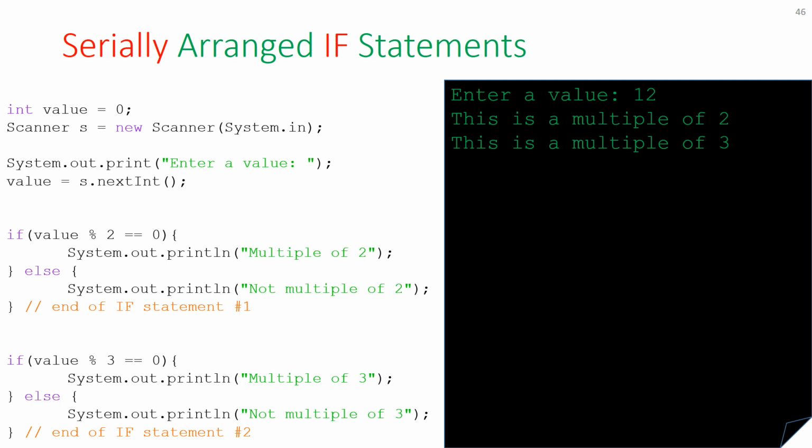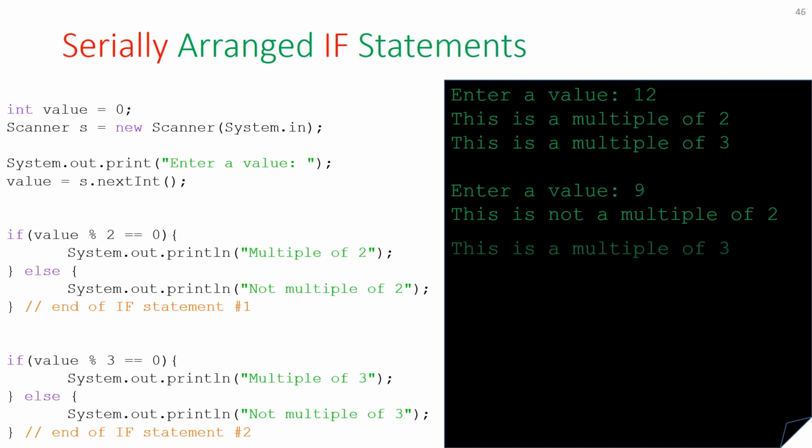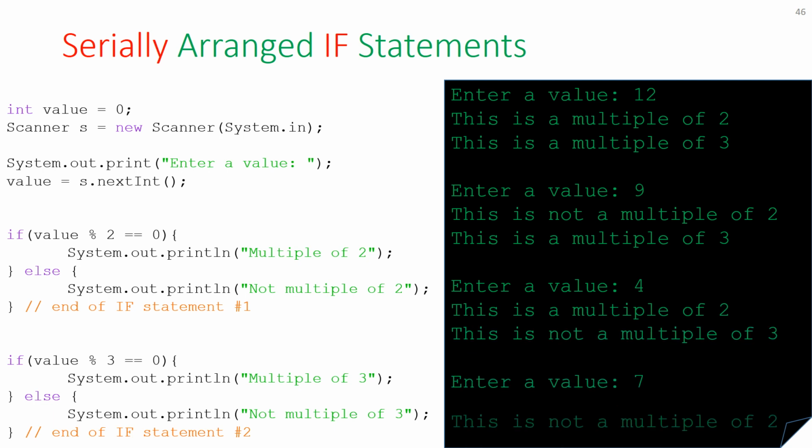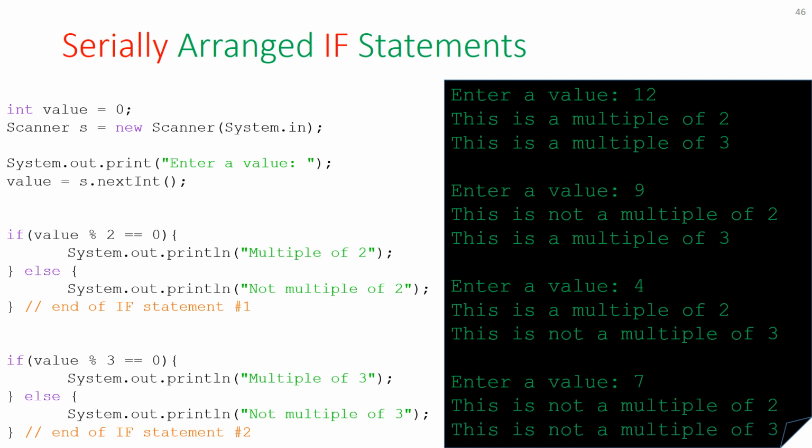Two independent questions are being asked, okay? Just do it as you review the slide, or cut and paste this and run it a few times to get confident that you know exactly what it's doing. If I start entering values like 9, for example, well, 9 is not a multiple of 2, but it's a multiple of 3. And 4 is a multiple of 2, but not a multiple of 3. And the last example, 7, is actually not a multiple of 2, and it's not a multiple of 3.